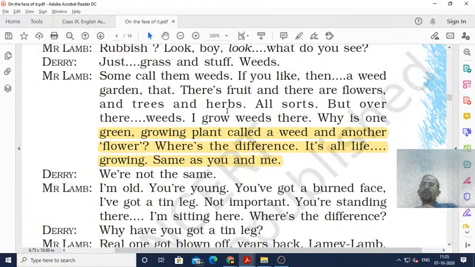Therefore, now that you have got a burned face, you don't alienate yourself. You are very much a part of mainstream society. Therefore you are an integral part of the entire ecosystem. In the same way weeds and flowers are integral to nature, you and me are also an integral part of the mainstream society. Therefore, there's nothing to feel bad about your face.